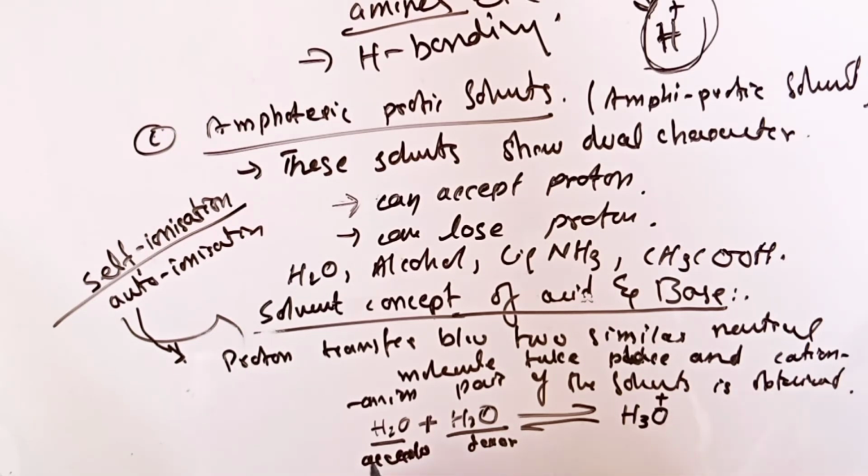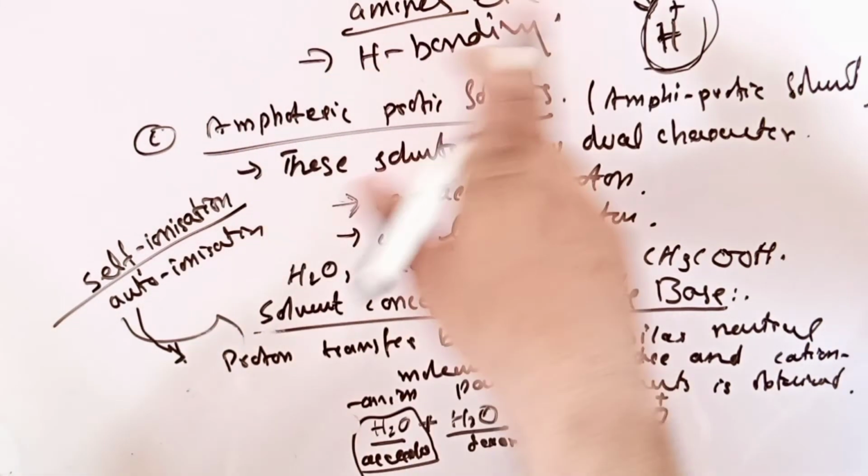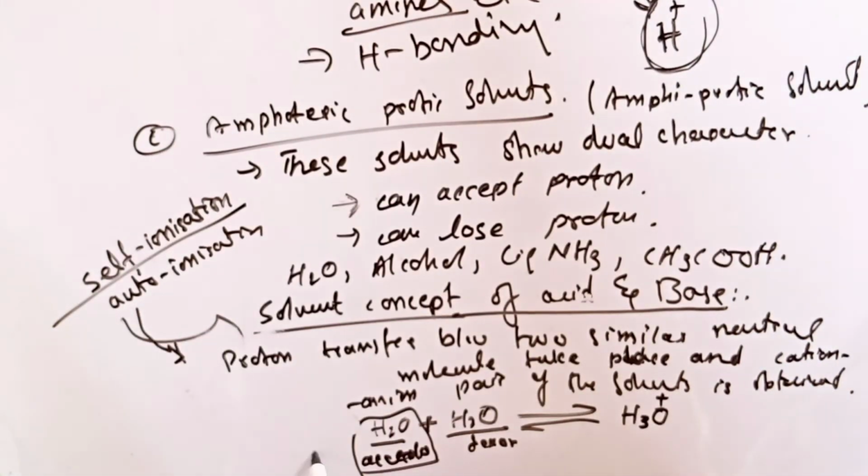According to the basic solvents, the solvent that accepts a proton is called a basic solvent; the acceptor will be called the base, while the donor will be called the acid. So H3O+ and OH−, this is the cation and this is the anion. A cation and anion pair are produced as a result of self-ionization.